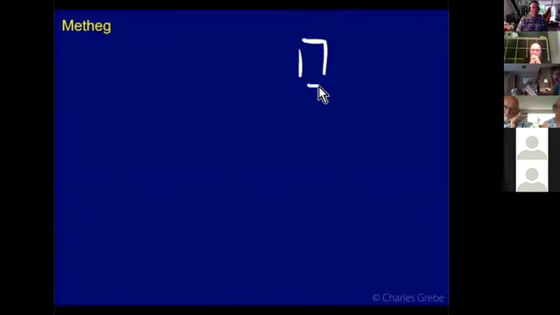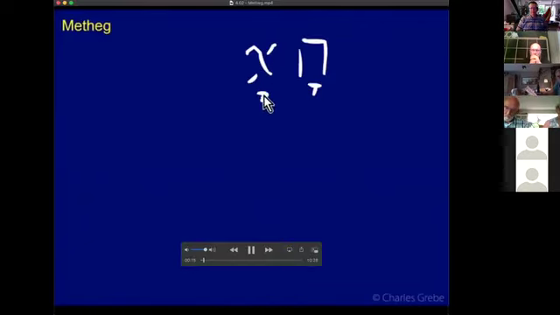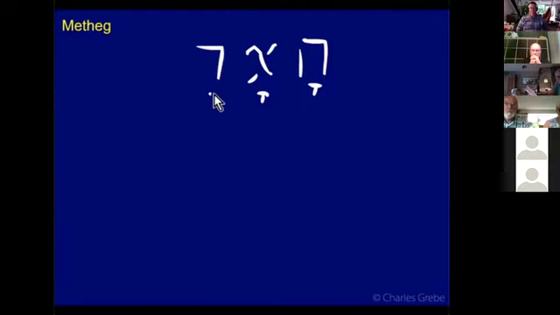We'll look at the word ha, Adam, which means the man. Adam is man. Ha is the article, the man. The metheg is a little symbol like this, a small vertical line that sits next to a vowel.